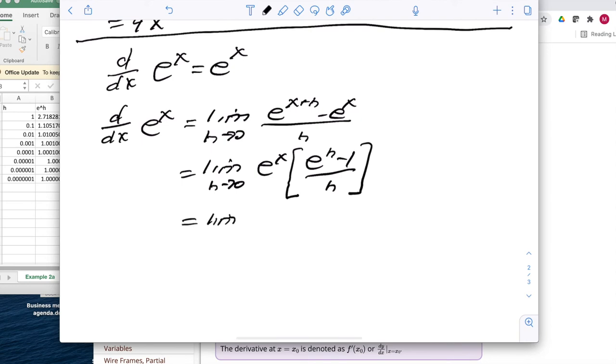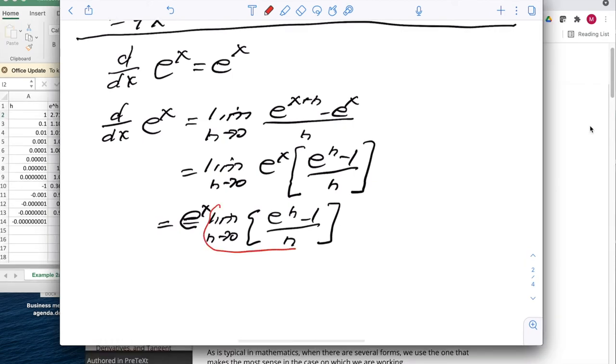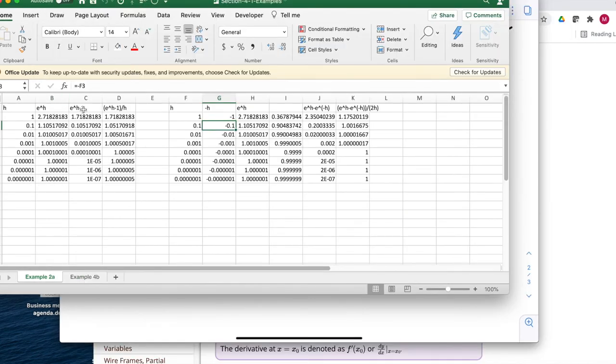which is e to the x times the limit of e to the h minus 1 over h. Now I'm going to claim that this whole section here is equal to 1, but I need to do that by looking at Excel and looking at values with numbers to justify that. I look at e to the h minus 1 for various values of h, and then e to the h minus 1 divided by h, and I notice that as my numbers get smaller and smaller, this gets closer and closer to 1. I could do the same thing if I looked at the minus signs.